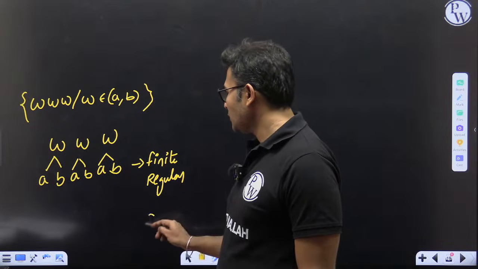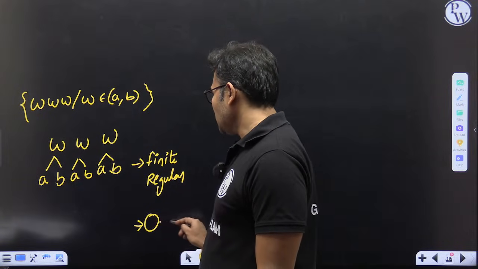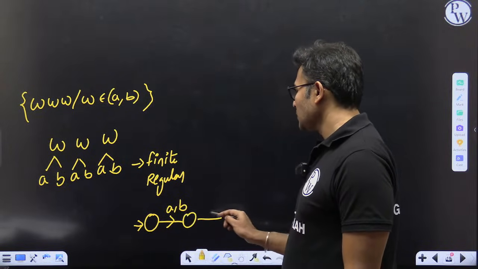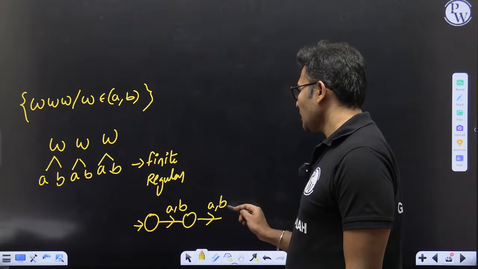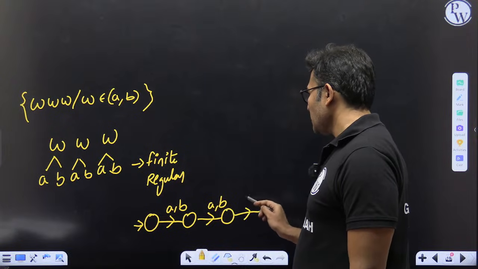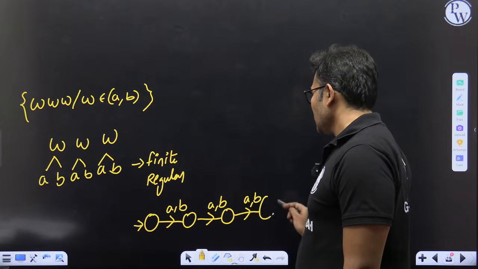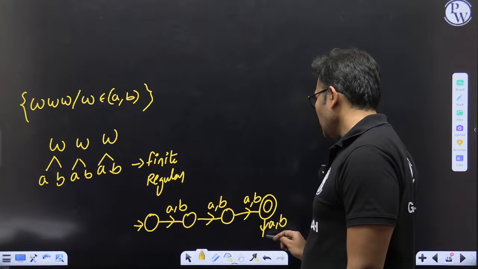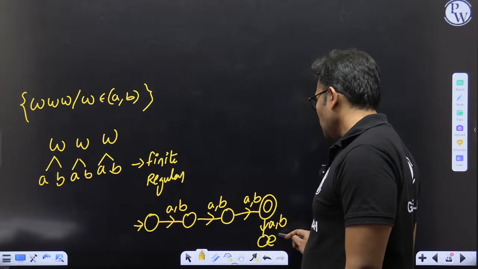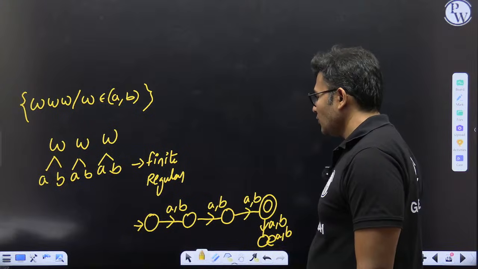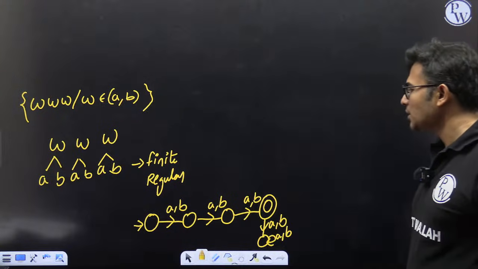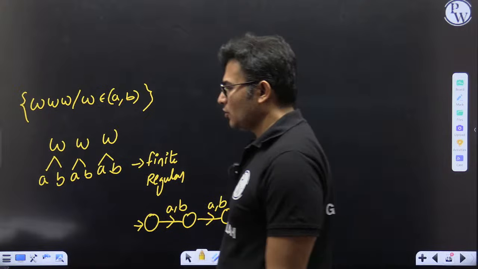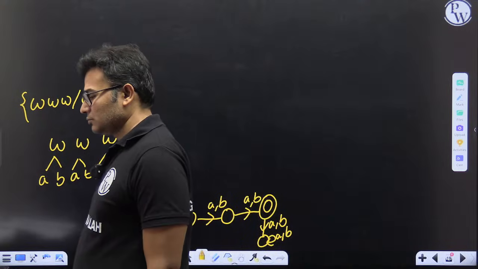If you draw the finite automata, it is going to accept 3 length strings: a,b for the 1st length, a,b for the 2nd length, a,b for the 3rd length. After 3 length, if you get a,b, you are going to kill it.